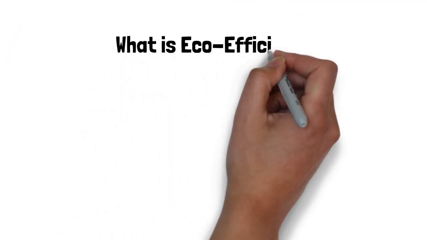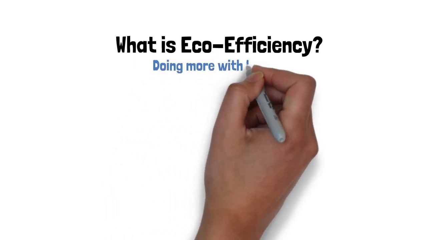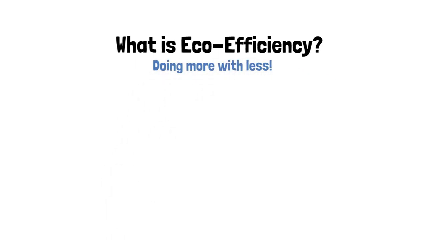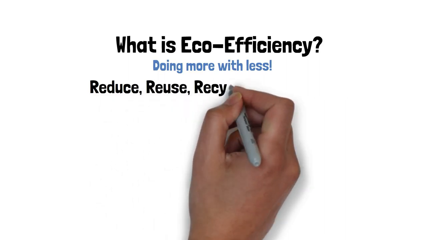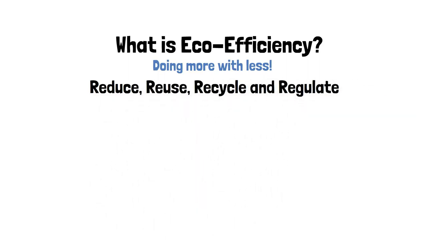The definition of eco-efficiency is doing more with less. But that still doesn't say much, right? How much less is less? To understand this, let's look at the famous environmental movement, the 4 R's: reduce, reuse, recycle, and regulate.